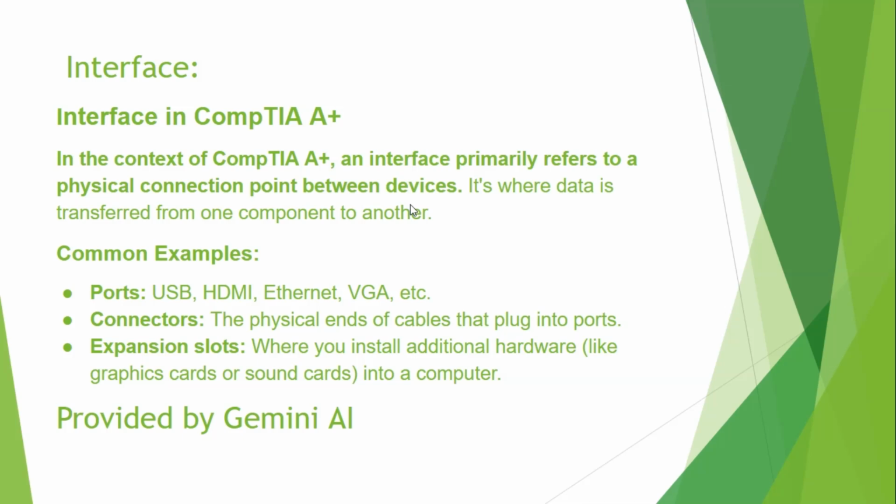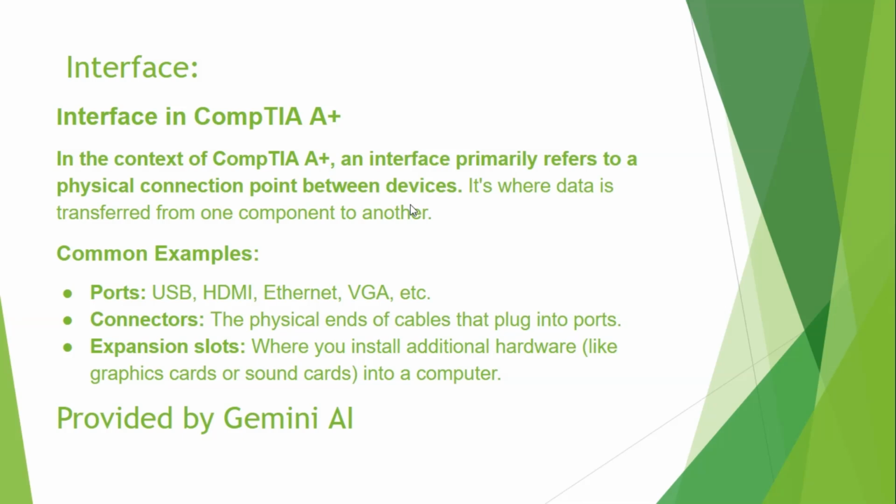So in the context of CompTIA A plus, an interface primarily refers to a physical connection between devices. It's where data is transferred from one component to another. I'm going to put that in my own words. So basically, an interface is where you literally have a mesh between one device and another device. It's almost like a technological glue, so to speak. I don't know if that's the correct way to look at it, but it's connecting one device to another device.